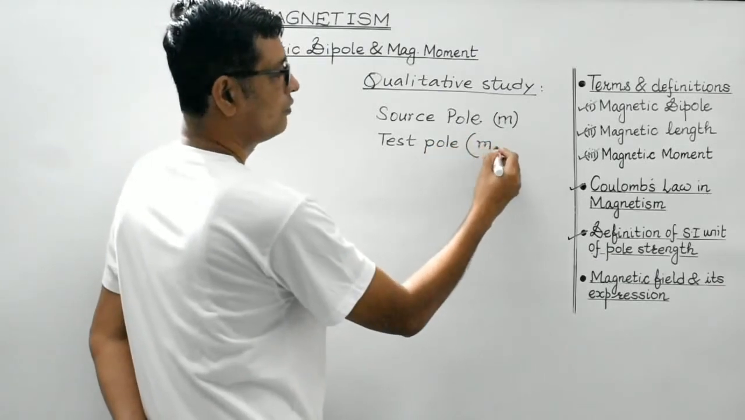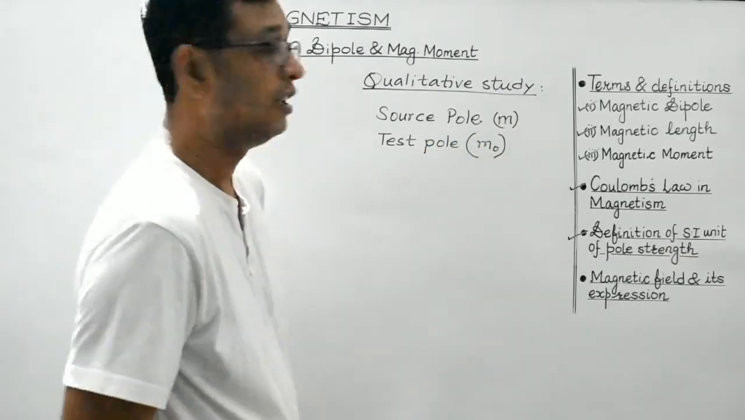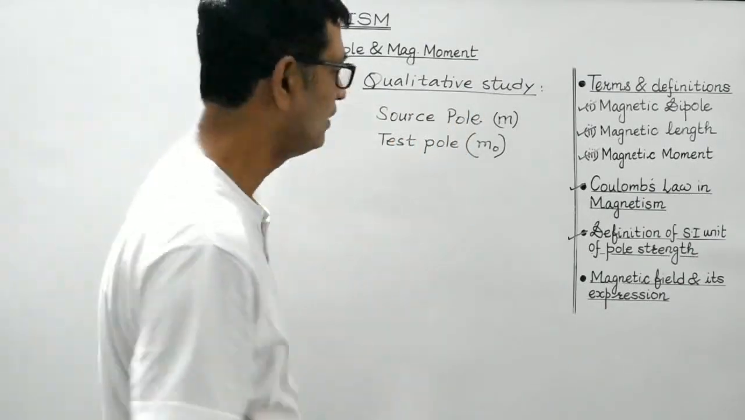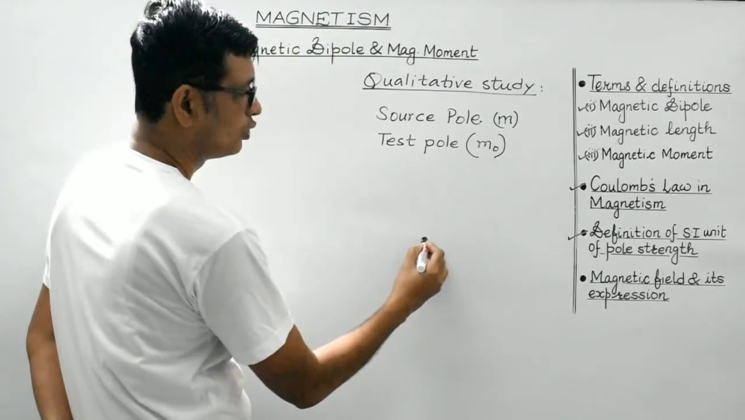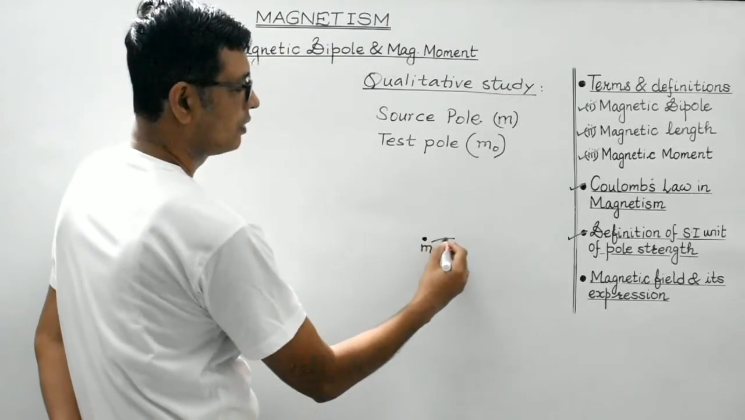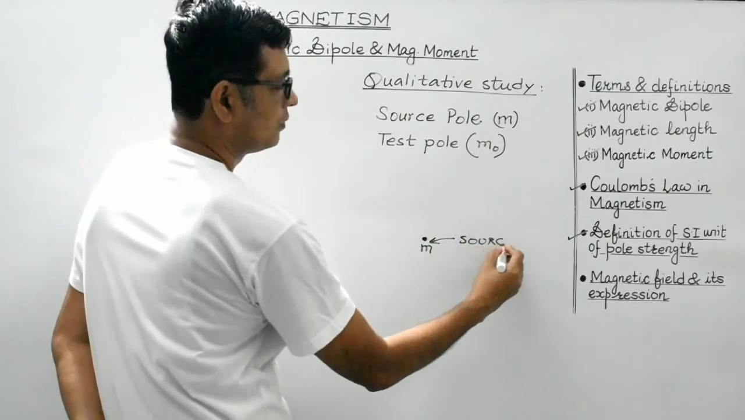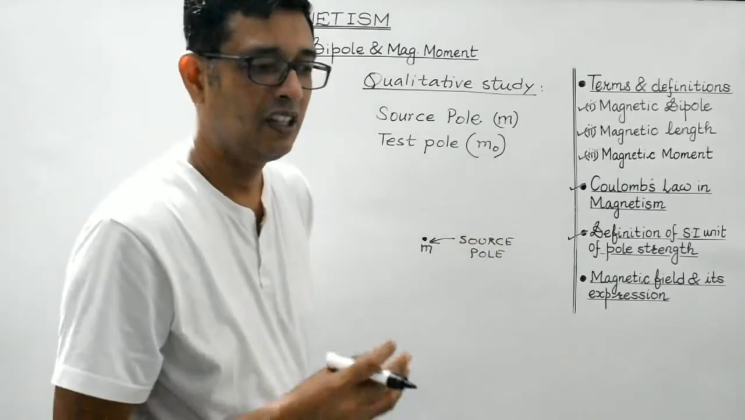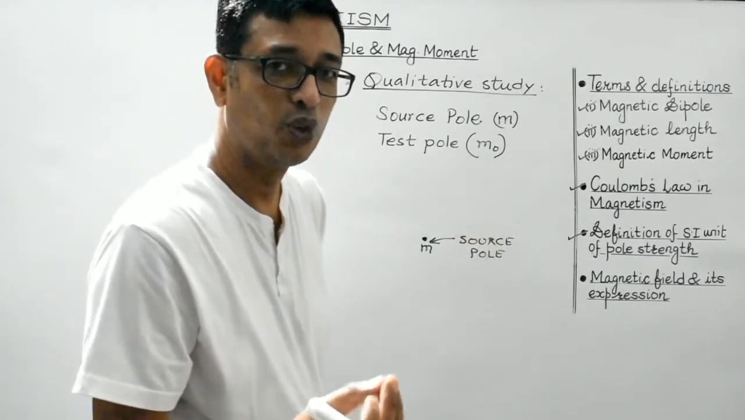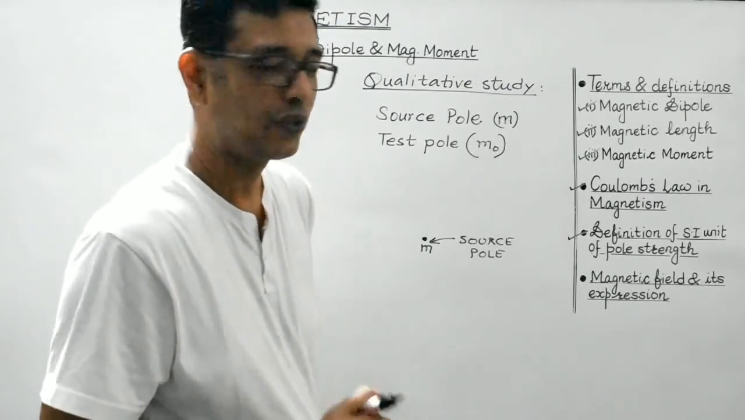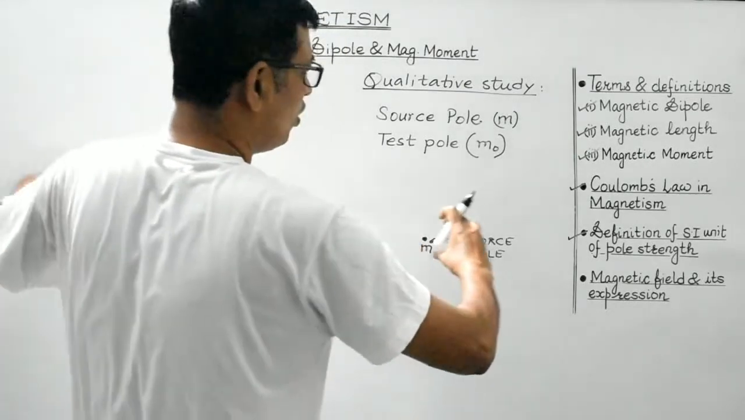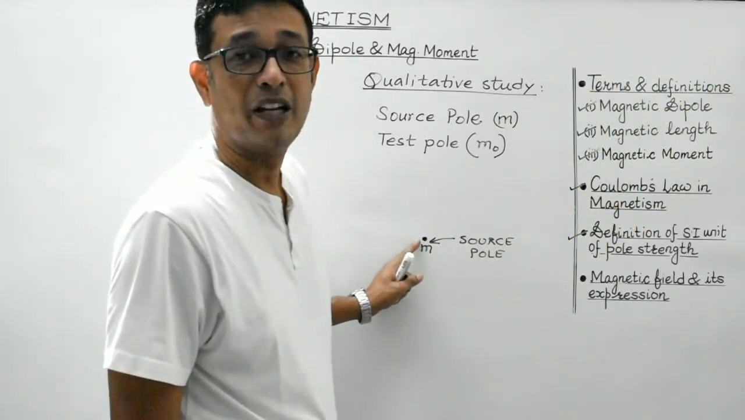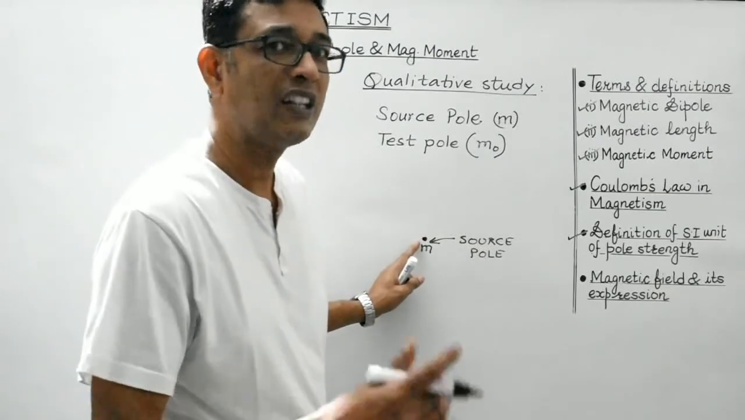Its pole strength would be represented by M0. So magnetic field at a point is due to a source pole. Now, this is a source pole. Look, it's a hypothetical study because an isolated single monopole can't exist, isn't it? So we can consider it to be a pole of a long magnet. In that case, we are considering this imaginary pole, which can be considered to be an isolated one.